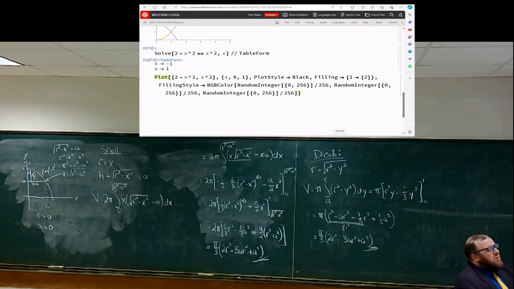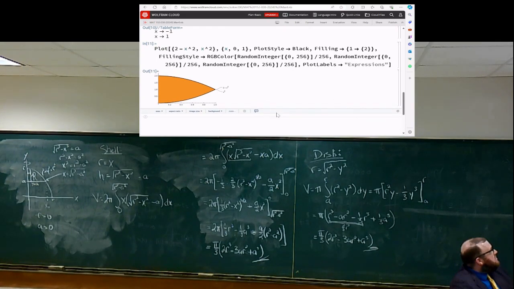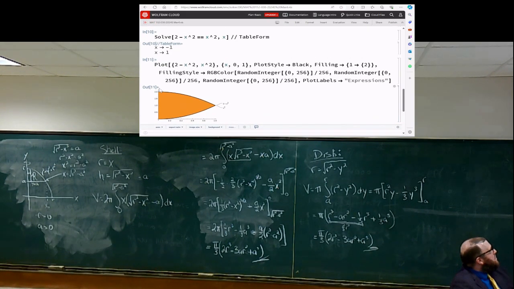There is one other thing I want to do. I'm going to actually label the curves so I know which one is which. And remember, that's being rotated about the y-axis. So it's going to be, okay, UFO kind of thing.